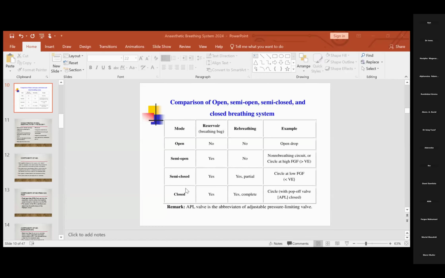For F, there is free flow. Okay. Mapleson F, there's a free flow. That is Mapleson D with a reservoir bag.